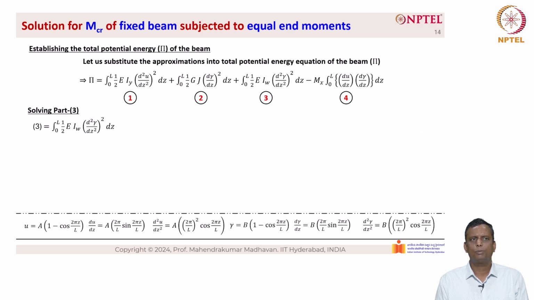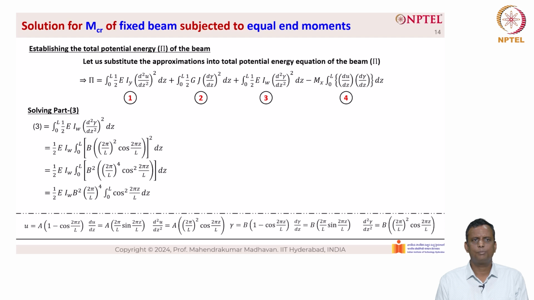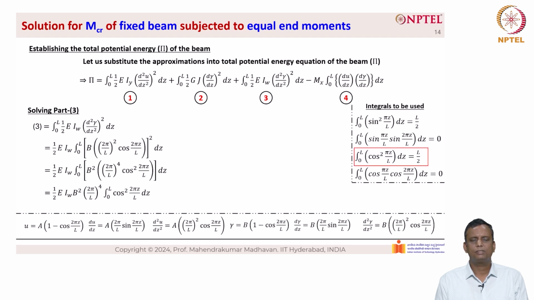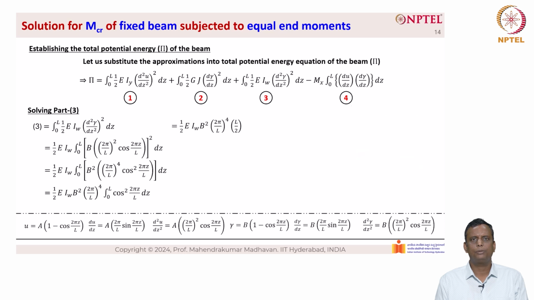Now let's look at equation 3, which is integral 0 to L, half into EIW into (d square gamma by dc square) the whole square into dz. So when we substitute these values, we can simplify this further. Again, taking advantage of the formulas given on the right hand side, which is integral 0 to L cos square 2 pi z by L equal to L by 2.